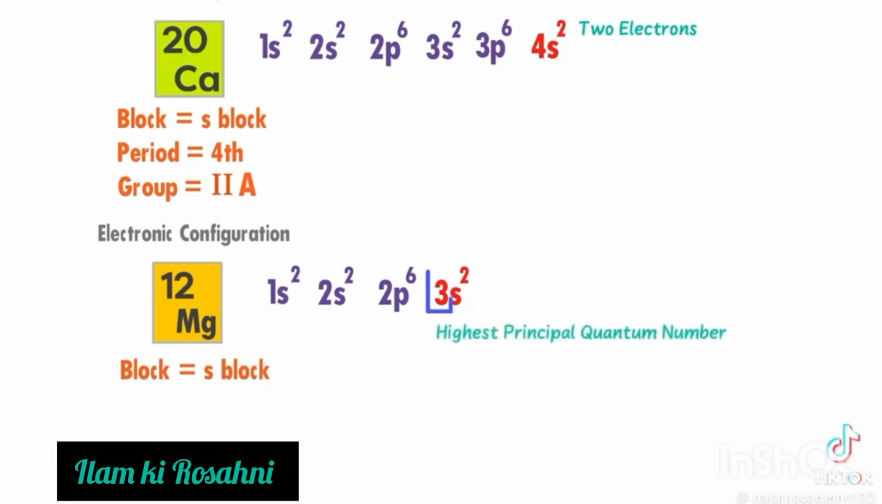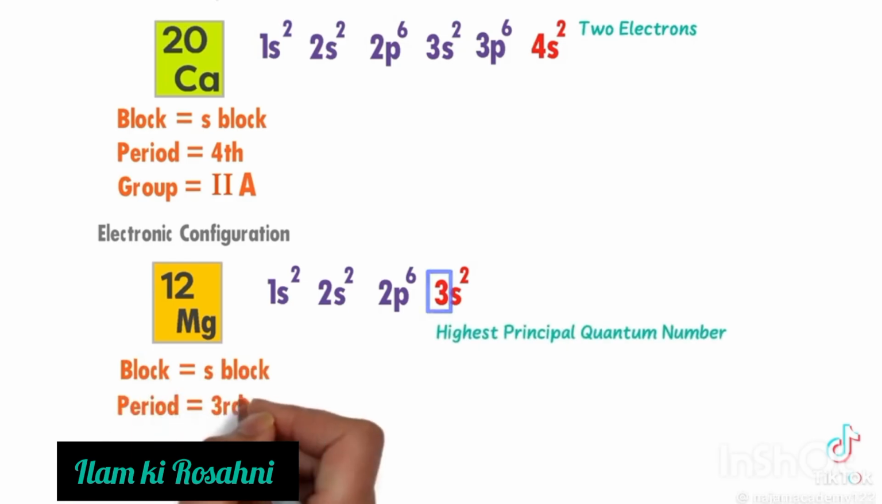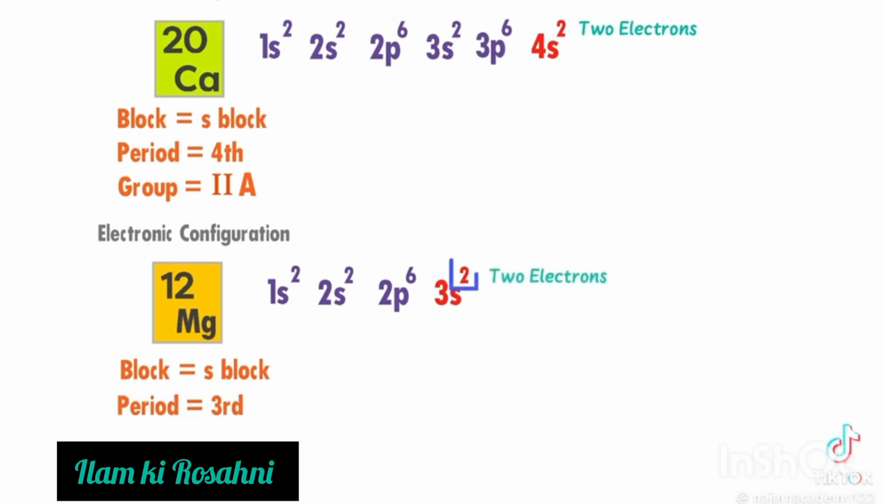The highest principal quantum number of magnesium is 3, so its period is third. There are 2 electrons in the s orbital of magnesium, so the group number of magnesium is second. The last orbital of magnesium is s, so the subgroup of magnesium is A. Thus magnesium is an s block element. It is present in the third period and second A group.